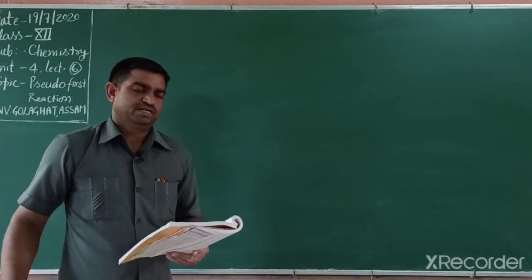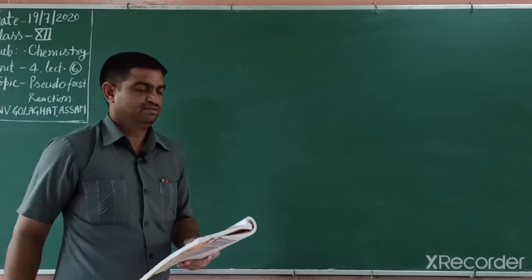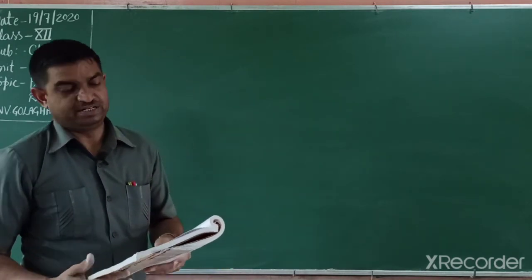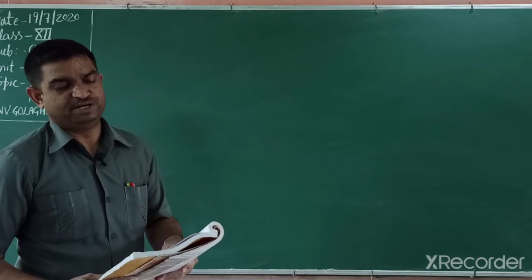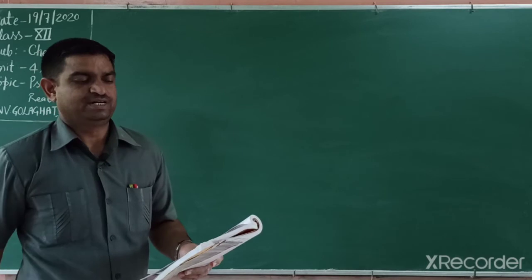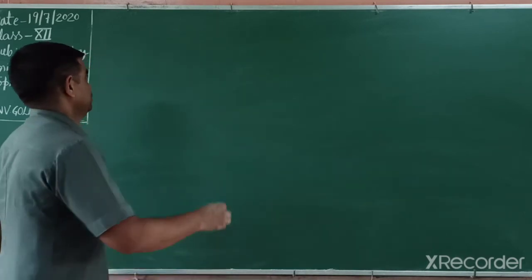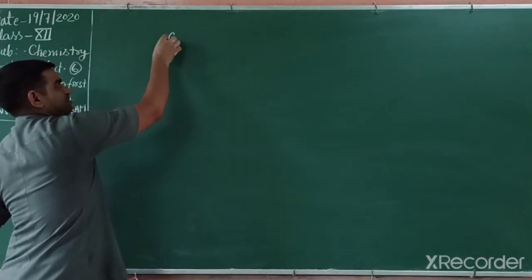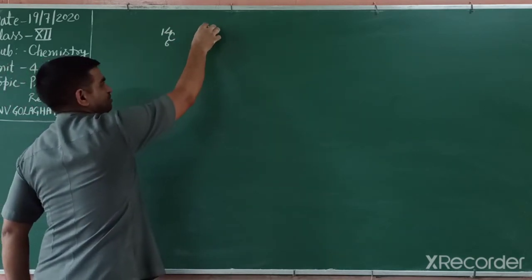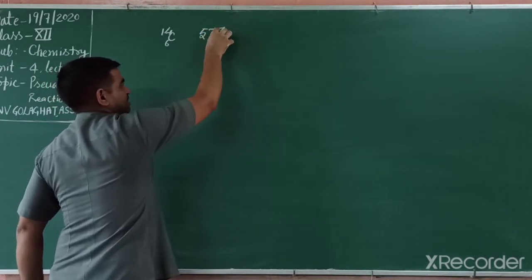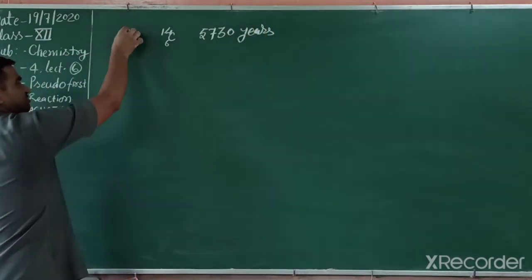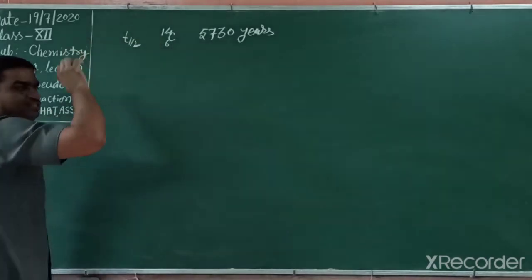Hence, another example, another numerical in the NCERT book, question number 14, page number 119. The half-life of radioactive decay of carbon-14 is 5,730 years. The question gives radioactive carbon-14, and its half-life is given as 5,730 years.